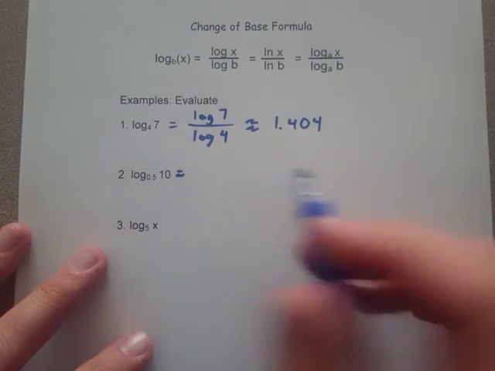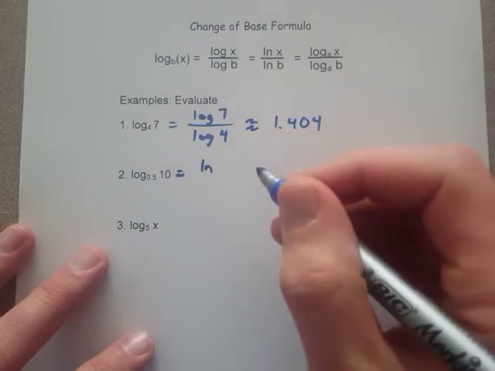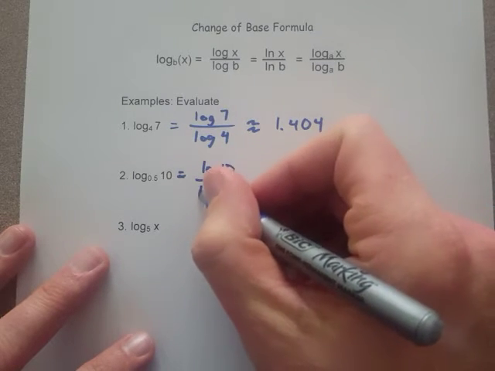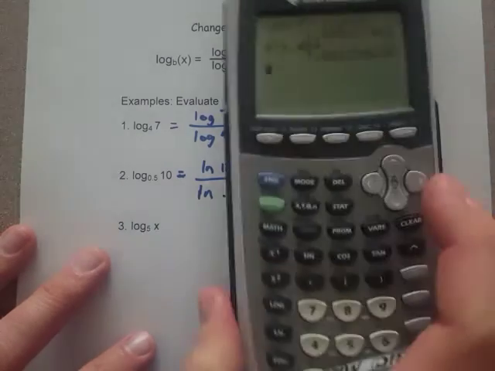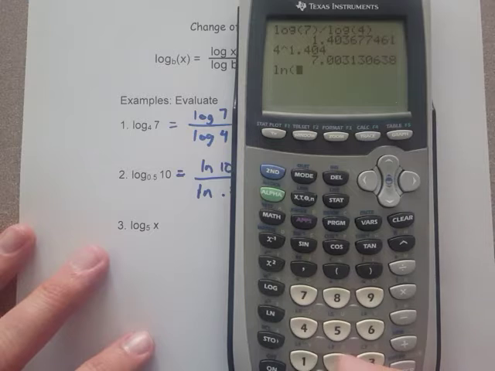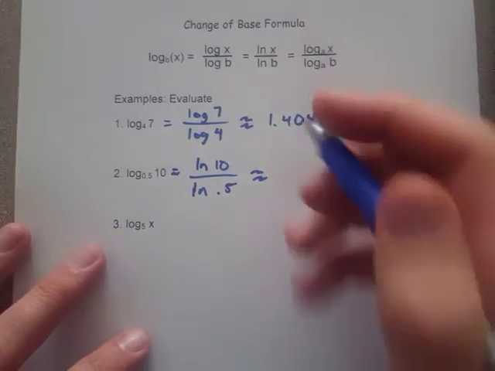All right, so next one, log base 0.5 of 10. Let's do the ln one this time, just to mix it up. ln of 10 divided by ln of 0.5, which ln is right down here. ln of 10 divided by ln of 0.5. So about negative 3.32.